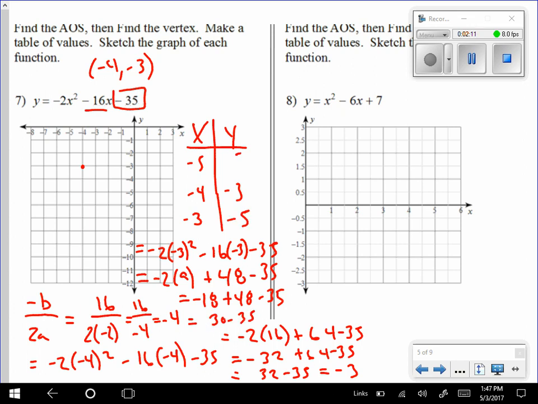It should be the same on the other side. You could go ahead and check that if you'd like, but I will graph those points. So negative 5 is at negative 5, and negative 3 is at negative 5. And there's our parabola.